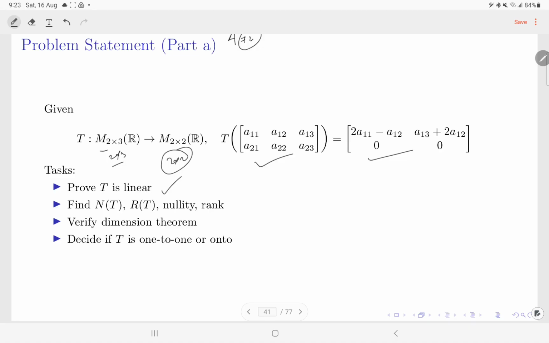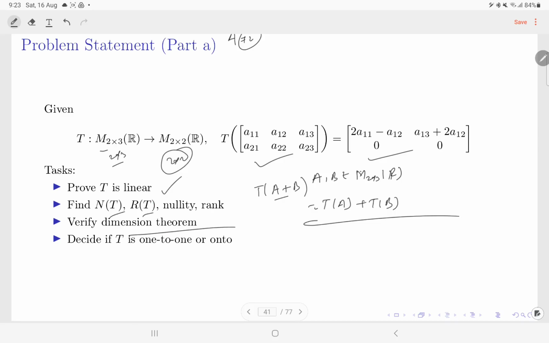Of course, now you know how to prove linearity. You have to take A and B, which will be elements of the matrix space 2 cross 3, and show that T(A + B) equals T(A) + T(B) for linearity. And then again you have to take a scalar from the field R, and show this linearity. Can you find the nullity and rank of T now?